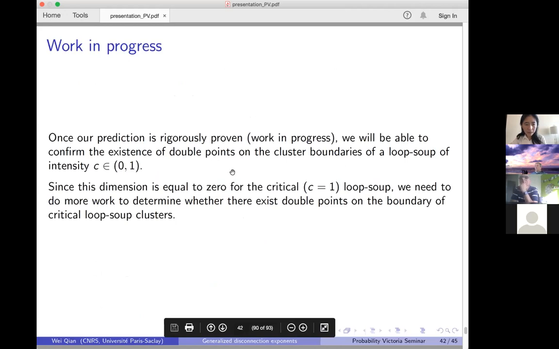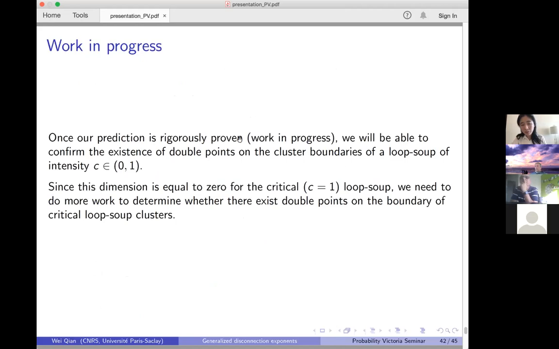Yeah, so that's what I already said. Once we rigorously prove the predictions, we will be able to confirm the existence of double points on the cluster boundaries for C between 0 and 1. And for C equal to 1, maybe we still have some hope. And so my guess right now is there do exist double points for C equal to 1, but countably many. But this just requires more work to determine.